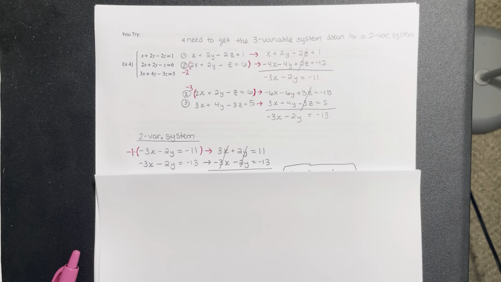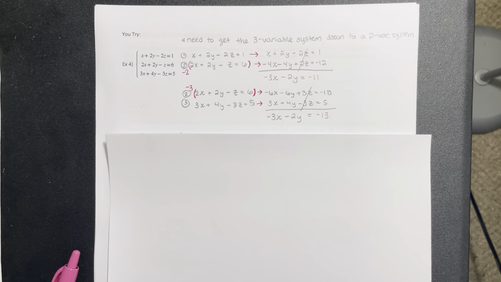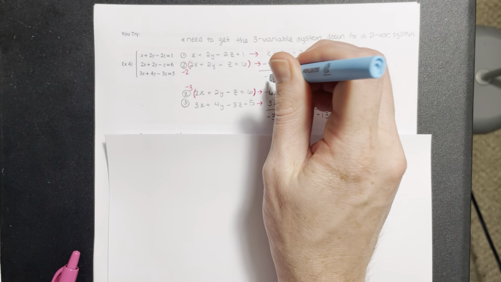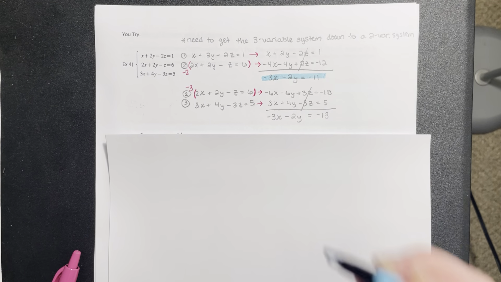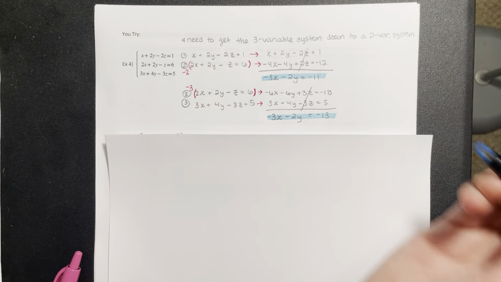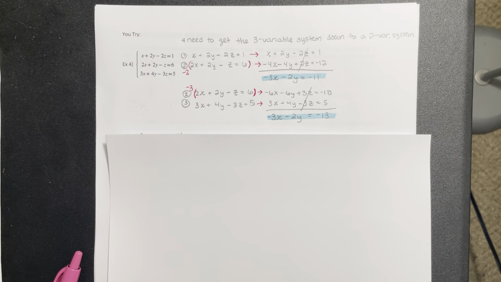So the 2 variable system that I got would have both negative 3x minus 2y equals negative 11 and negative 3x minus 2y equals negative 13. What sometimes makes learning these concepts difficult is that there are a variety of ways that you could approach the problem. Some people may have chosen to eliminate the x's. Some people may have chosen to eliminate the y's. Or some people just may have done substitution altogether and substituted in an expression for x and got a 2 variable system with y's and z's.